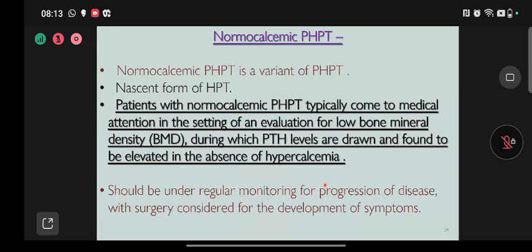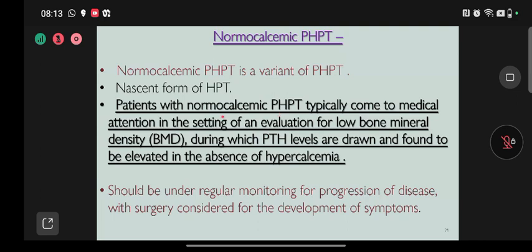Coming to normocalcemic PHPT. Normocalcemic PHPT is a variant of PHPT. It is a nascent form of hyperparathyroidism. Patients with normocalcemic PHPT typically come to medical attention in the setting of an evaluation for low bone mineral density, during which PTH levels are drawn and found to be elevated in the absence of hypercalcemia.